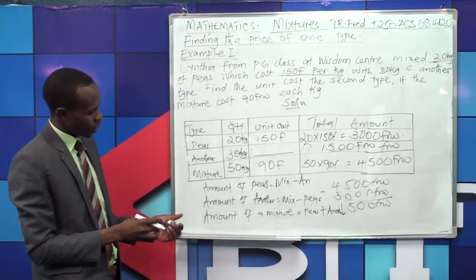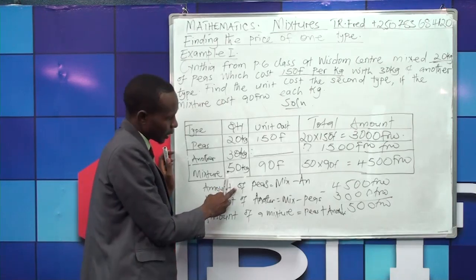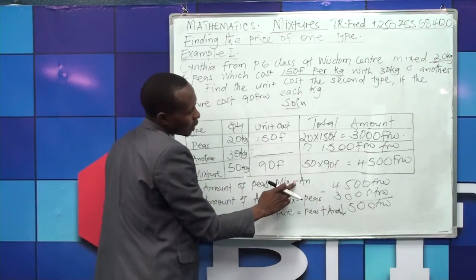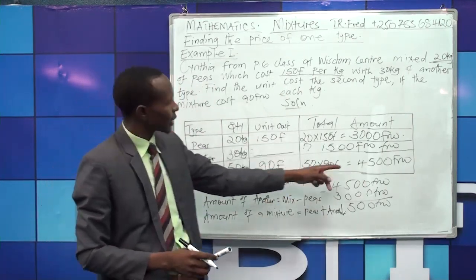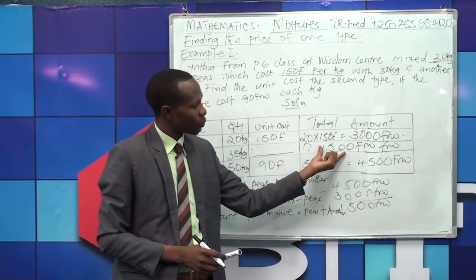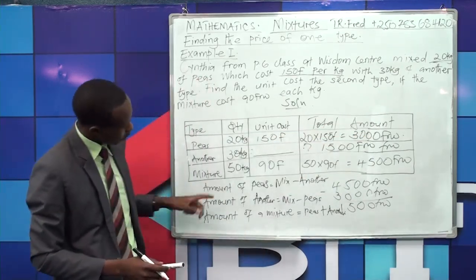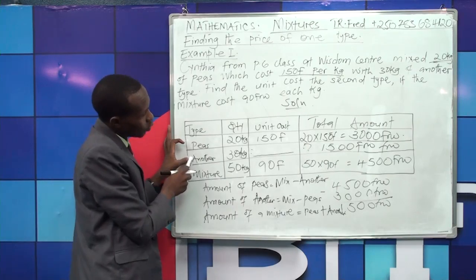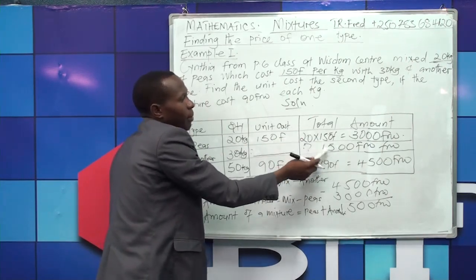So I want us to look at this statement that I've summarized here. When you look at the first statement, we have said, if you want to find the amount of piece, get the amount spent on mixture. And how much was spent on mixture? It was 4,500. Then subtract the amount which was spent on another type, which according to what we have worked out is 1,500. So you will come out with the amount which was spent on piece. That is 30,000. Then if you want to find the amount of the second type, we shall get the amount of the mixture minus the amount of piece.